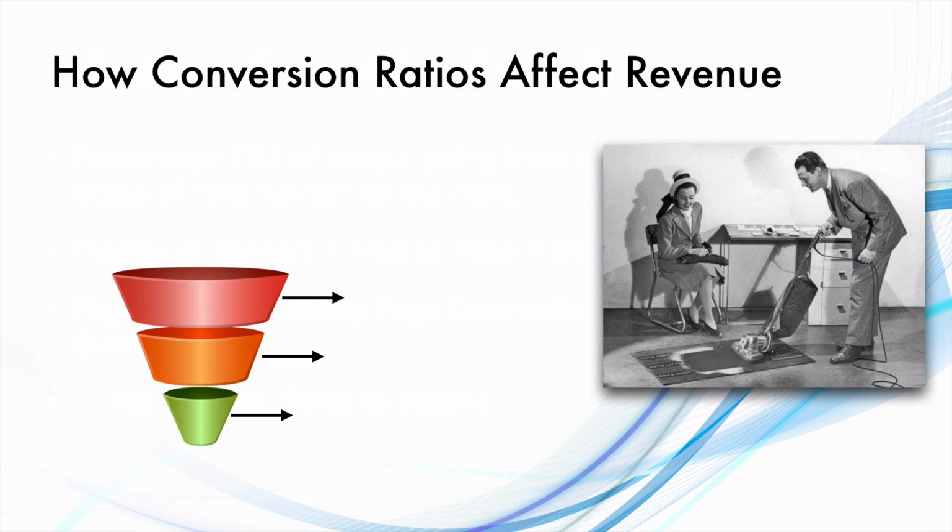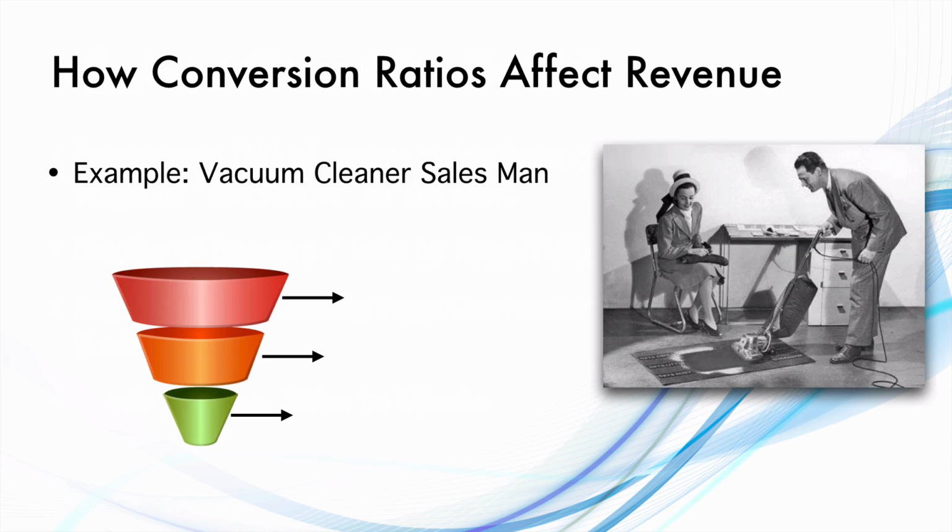So to give you a simple example of how conversion ratios affect the revenue, we will take the example of a vacuum cleaner salesman. So here we will take a simple funnel where we have only 3 stages. The first stage is door knocks, the second stage would be demos, and the third stage would be sales. Let's say a vacuum cleaner salesman goes to a town and he knocks at 100 different doors. So here he has to show the demo of the vacuum cleaner and then he has to go and sell the vacuum cleaner. So let's look at his funnel.